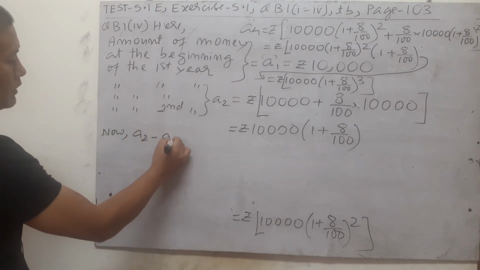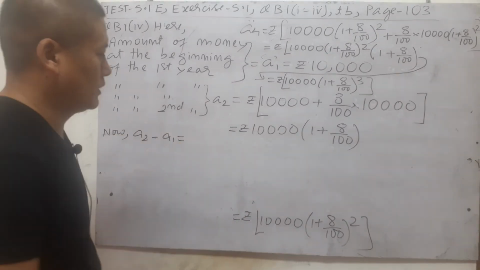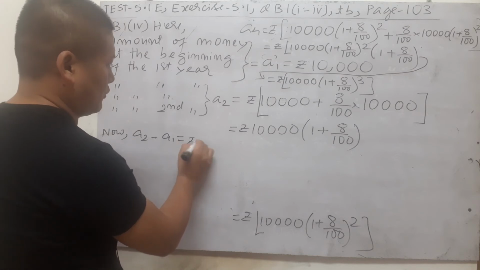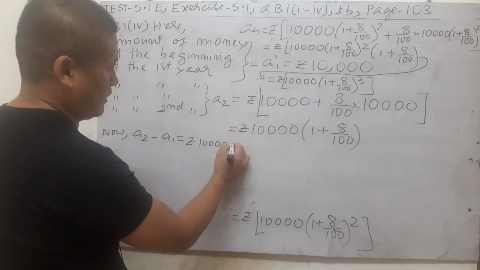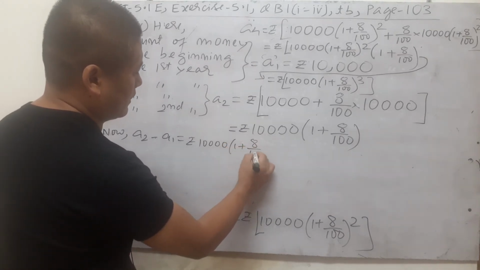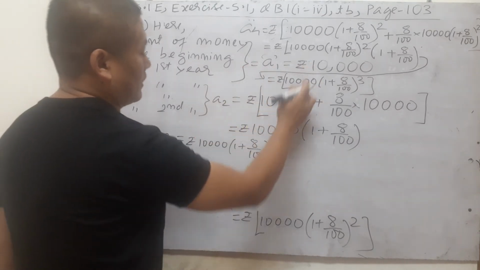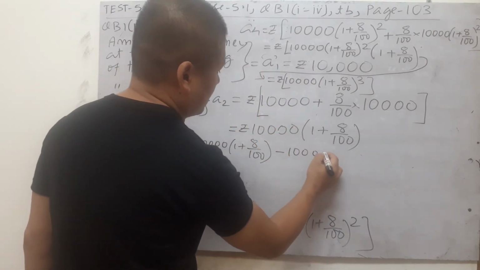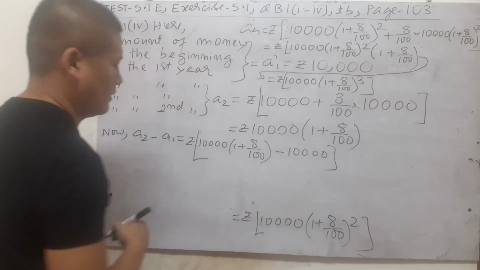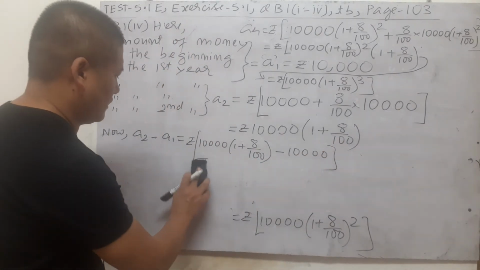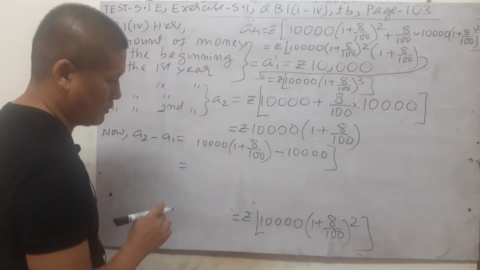So now, let me start to check the common difference. A2 minus A1 will be, A2 is this one, as you can see. So rupees 10,000 into 1 plus 8 by 100 minus A1. So A1 is this one, 10,000. So you can just put it like this. So rupees can be not used, rather. No need to use rupees for the common difference value, the number.